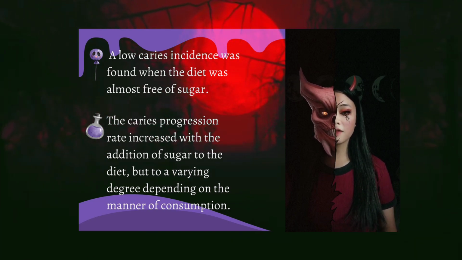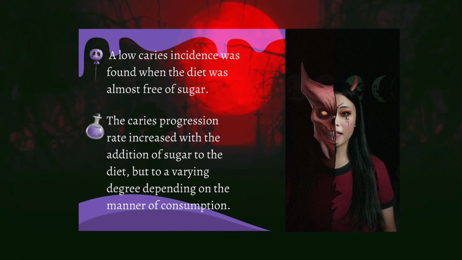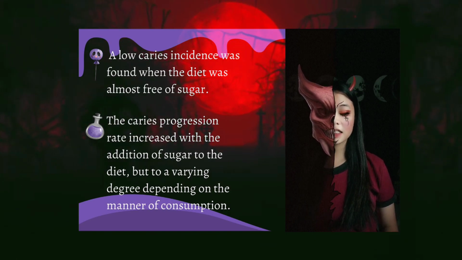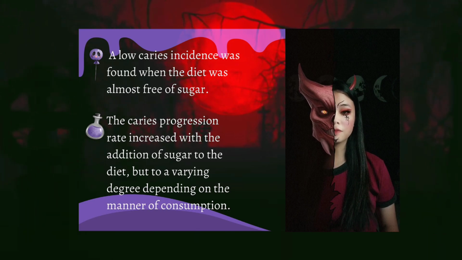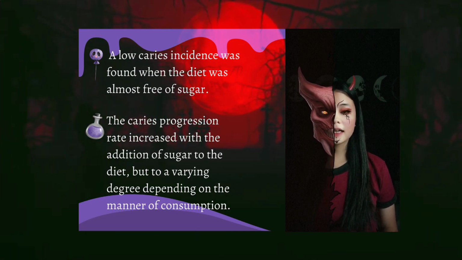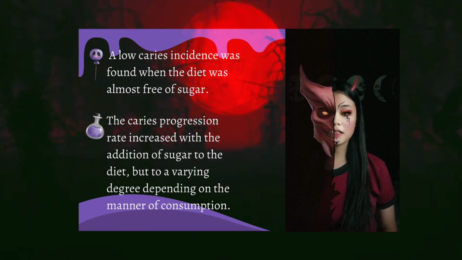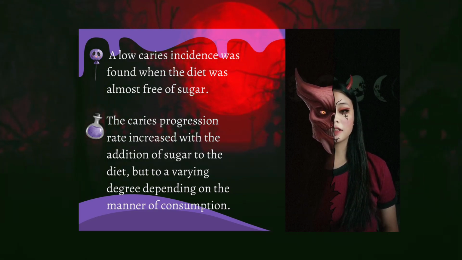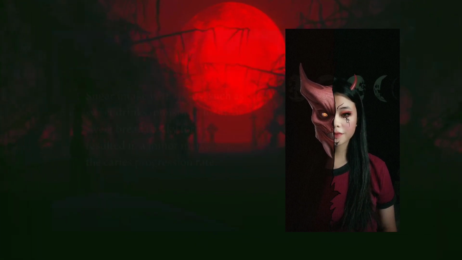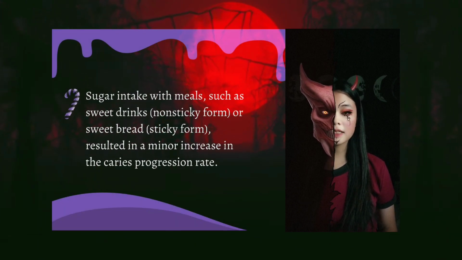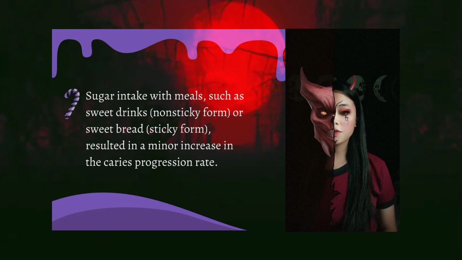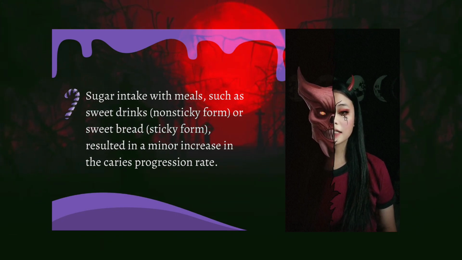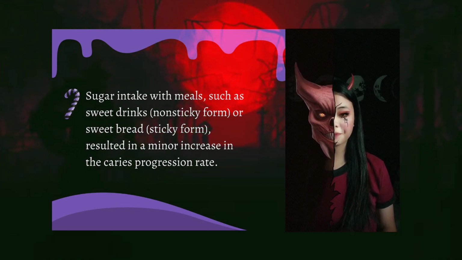The main findings of the 5-year study were as follows. A low caries incidence was found when the diet was almost free of sugar. The caries progression rate increased with the addition of sugar to the diet, but to a varying degree depending on the manner of consumption. Sugar intake with meals, such as sweet drinks or sweet bread, resulted in a minor increase in the caries progression rate.